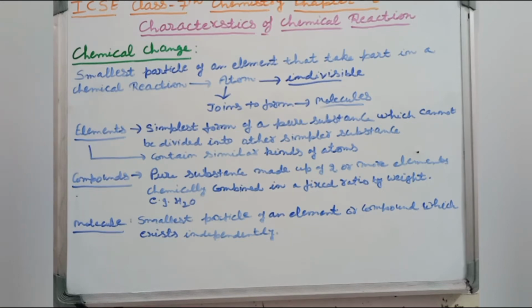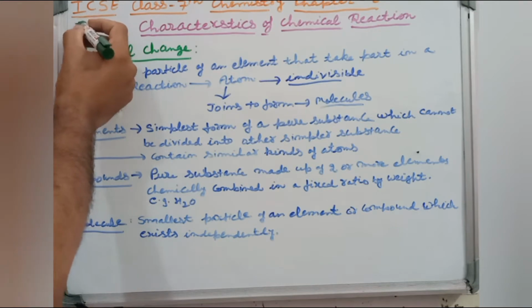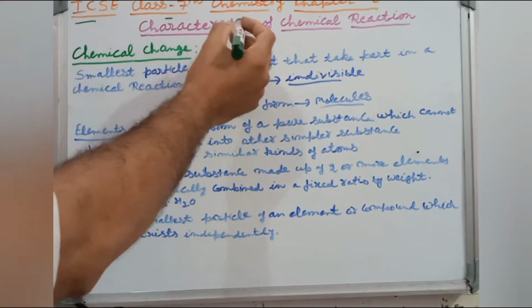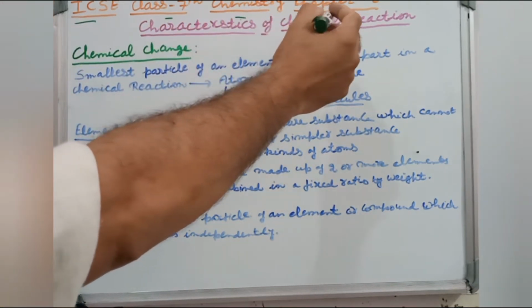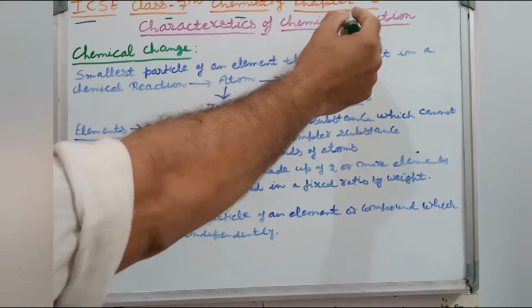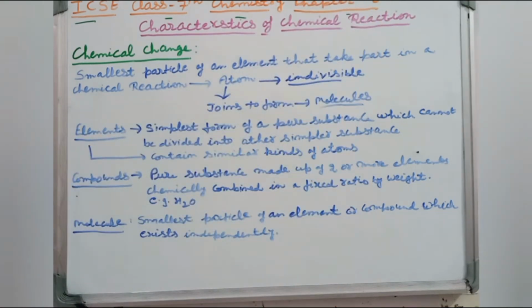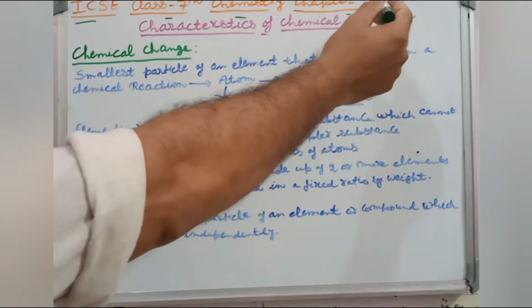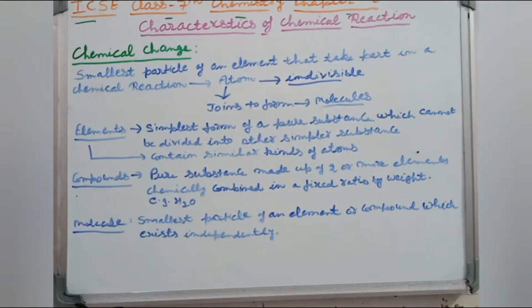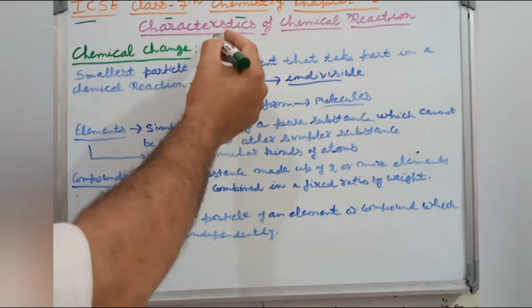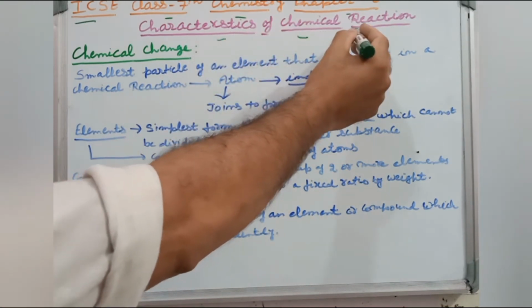Today we are going to start ICSE Class 7 Chemistry, that is Candid Chemistry, Chapter 6. Chapters 4 and 5 you have already learned in our earlier videos. Today we are going to start lesson 6, that is characteristics of chemical reaction.